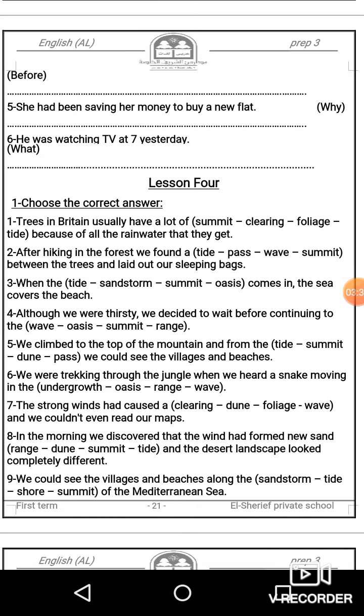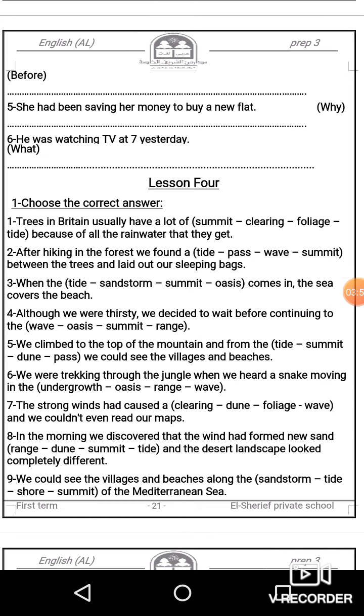Let's see number 5. She had been saving her money to buy a new flat. Use why. Here we will ask a question with why. So it will be: why had she been saving her money?